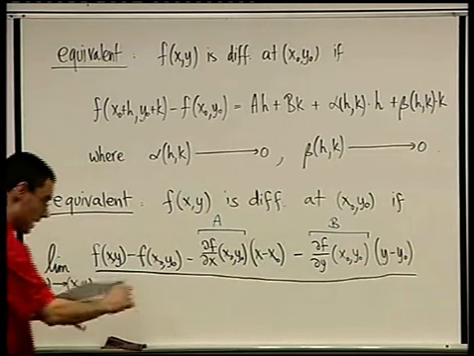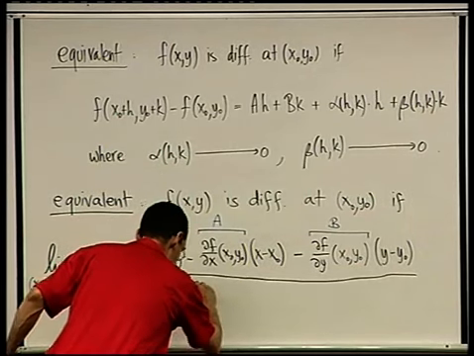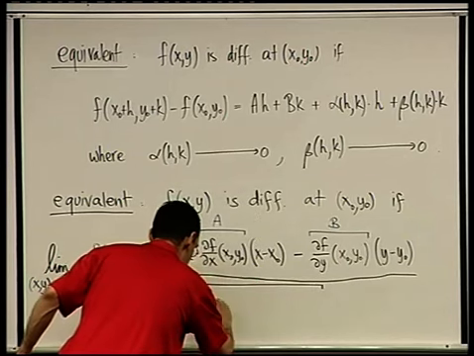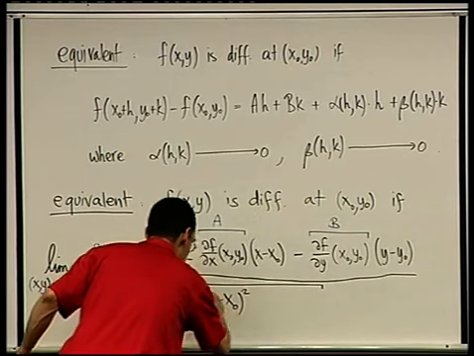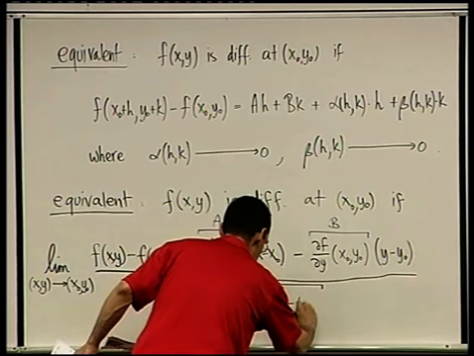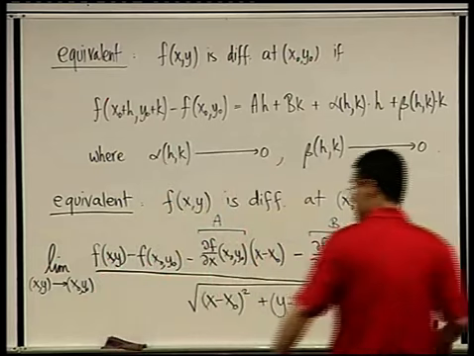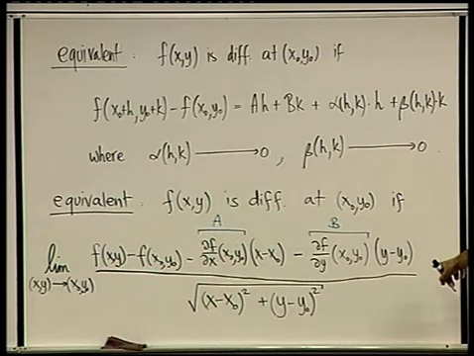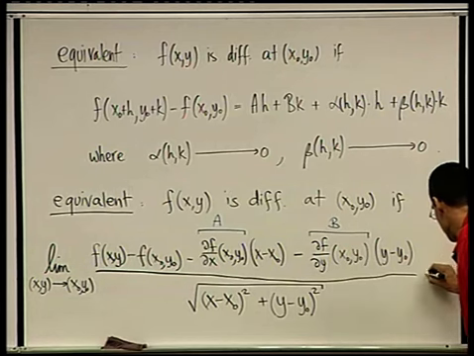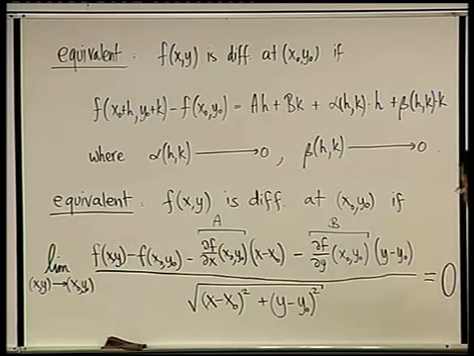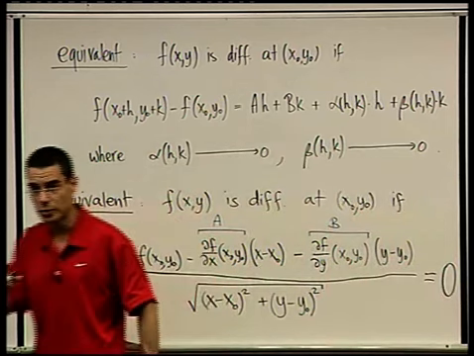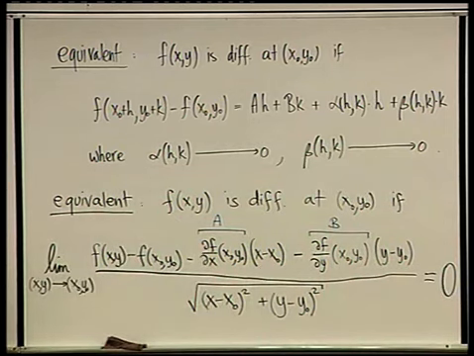And divide all this by the root of x minus x0 squared plus y minus y0 squared. And the definition is that this nice, friendly-looking limit is 0. And in fact, this is easy to see. Easy is after I show you it's easy, but it's really easy.